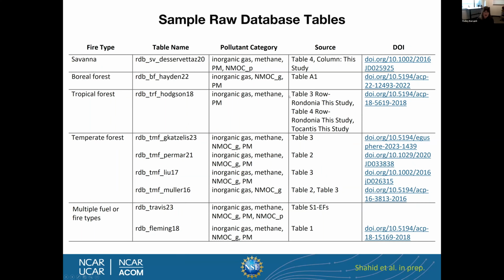This is a sample now of the raw database. So these are the new papers. So you can see we have the fire or fuel type. So we have things like savanna, boreal forest, tropical forest, right? The same fire types as IGAC. Some of these papers, especially the lab studies, report multiple fuel or fire types. So we have a collection of those. These are examples of some of the papers, the pollutant categories that I just introduced, the source data, where the data came from in the source publication, and DOI. So all of this information is stored in the raw database, so everything is highly traceable.